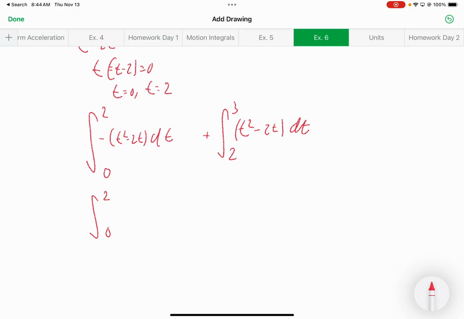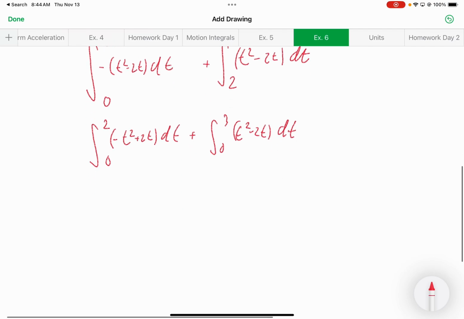A couple ways you can handle this. I mean, you can distribute that negative into those values, or you could also put a negative in front of your integral and then hit it with a negative at the end. Either way is totally fine. I'm just going to distribute it. I also don't need to rewrite it that many times, but it's okay.